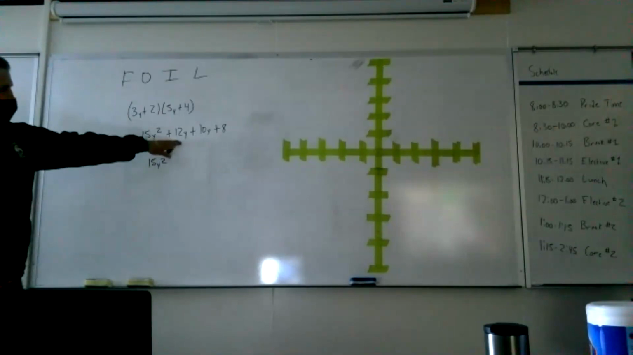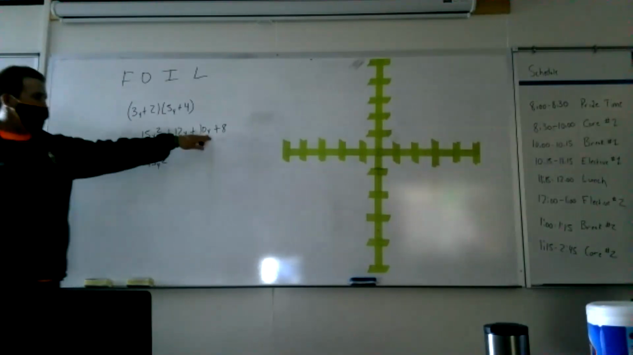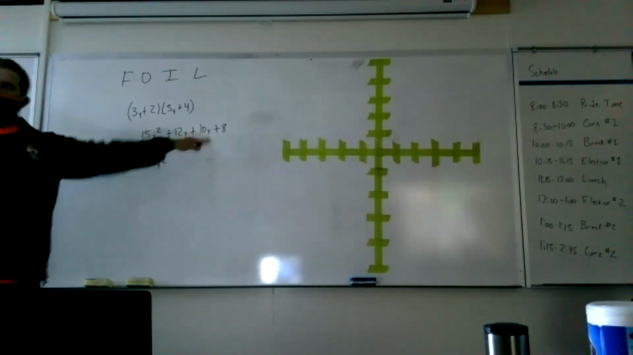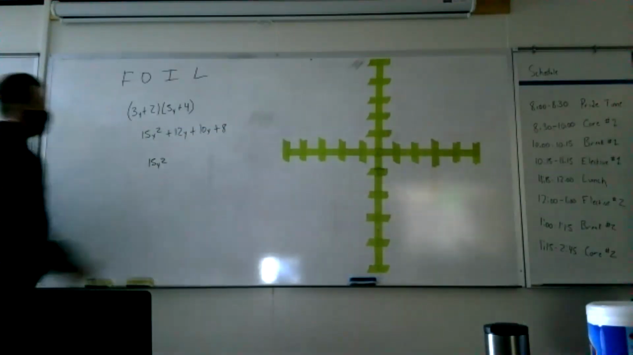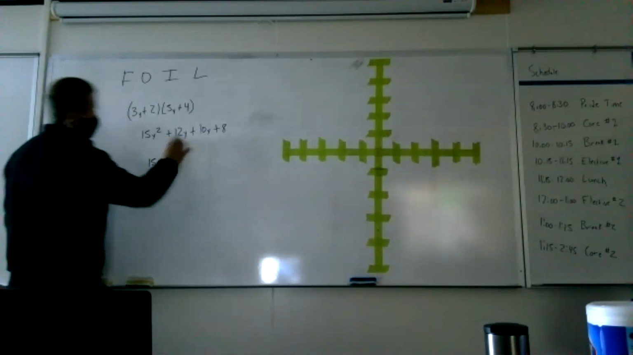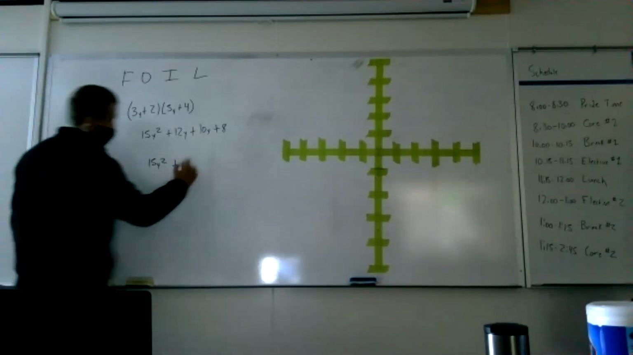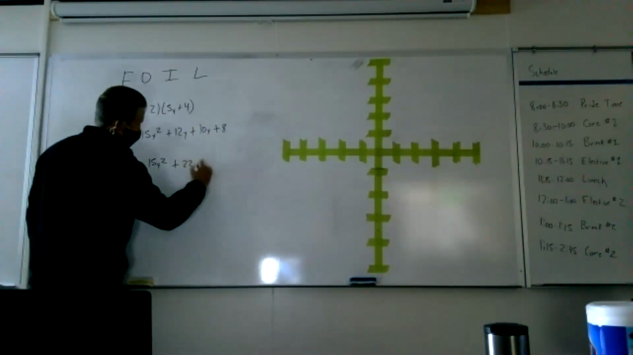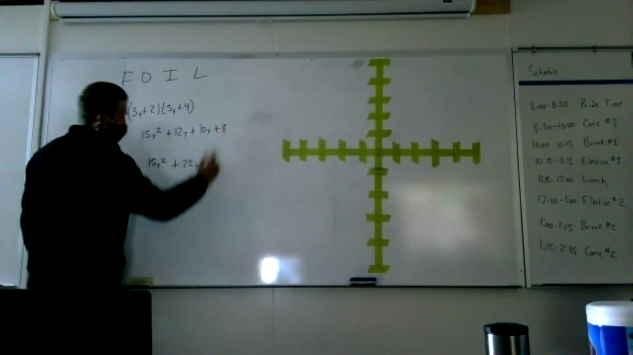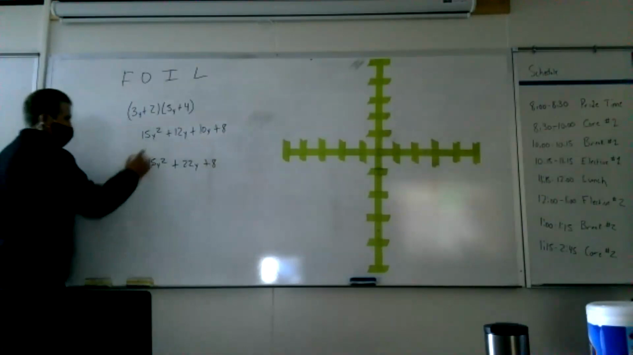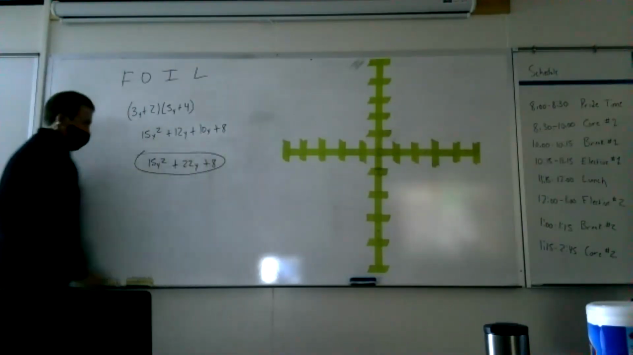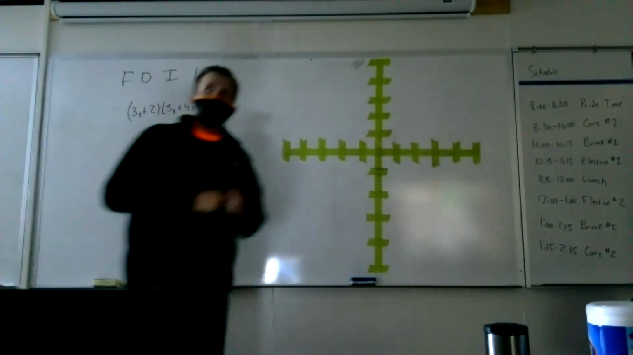Here we have a single y associated with a coefficient and a single y associated with a coefficient. Those are like terms, so we can combine those. So our inside terms, 12y plus a positive 10y is equal to 22y. And then we have no other constant to combine. So our answer is equal to 15y squared plus 22y plus 8.